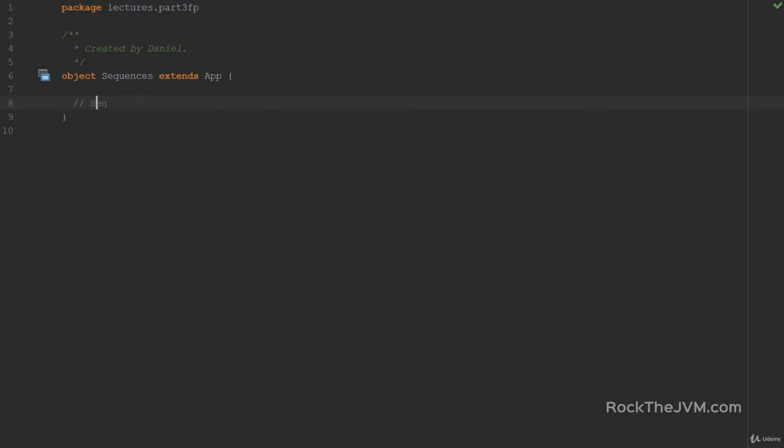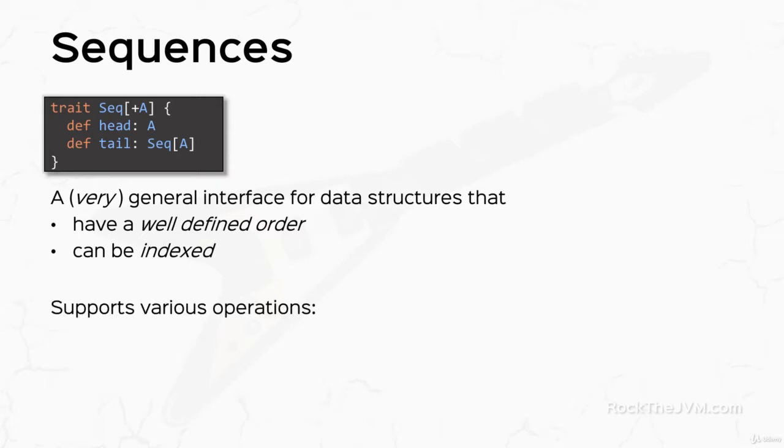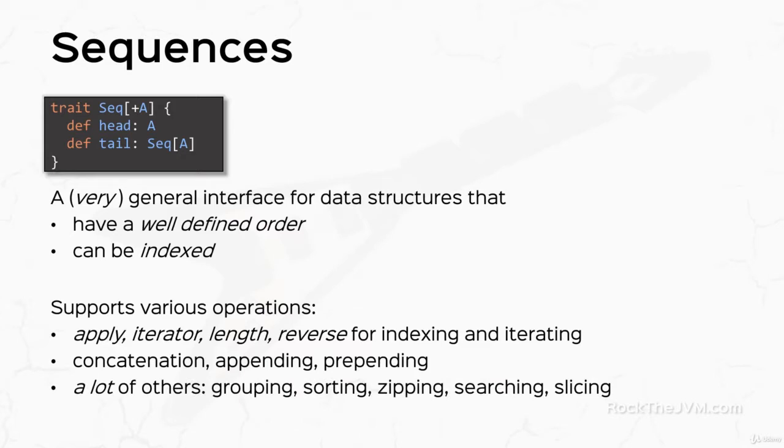So we're now ready, and the first thing that I want to talk about is sequences, which is denoted by the type Seq. Sequences are a very general interface for data structures that have two properties: a well-defined order, and they can be indexed. Sequences have a lot of operations supported out of the box, for example, indexing and iterating. The apply, length, and reverse methods are particularly used. We have concatenation and appending and prepending to construct new collections, and we have a lot of others. Besides map, flatMap, and filter, we have grouping, sorting, searching, slicing, and all that kind of stuff.